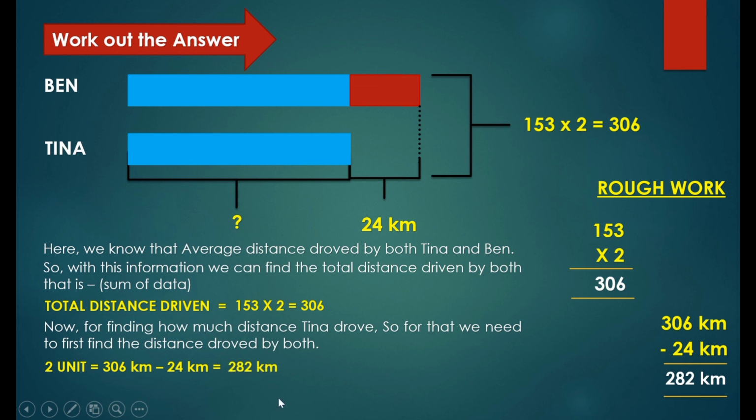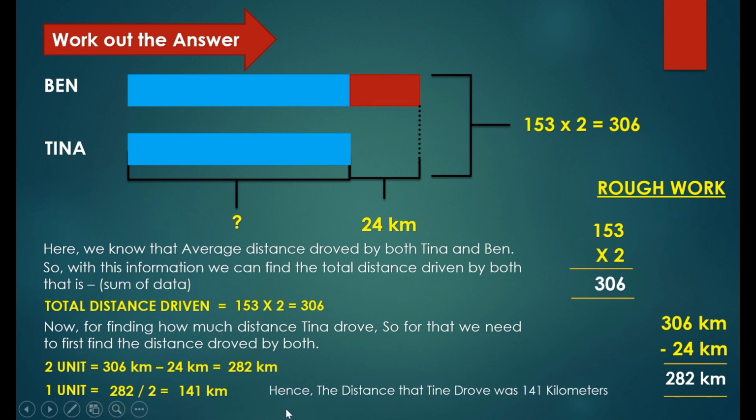So what is this 282 kilometers? This is the 2 units, which means you will divide by 2. When you divide, you will get 141 kilometers. What is 141 kilometers? Hence the distance that Tina drove was 141 kilometers.